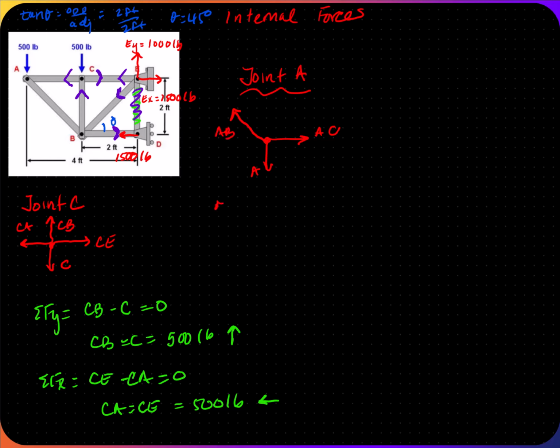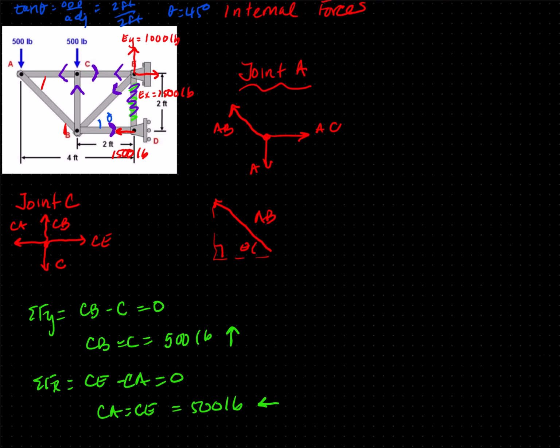Since AB is at an angle, first thing I need to do is make it into x and y. This is AB, this is a right triangle, and this is my theta. And my theta again is going to be 45 because this theta and this theta are the same, because this is 2 by 2. Opposite the theta is ABY. That's going to be AB sine theta. Adjacent, or next to, is ABX, and that's going to be AB cosine theta.